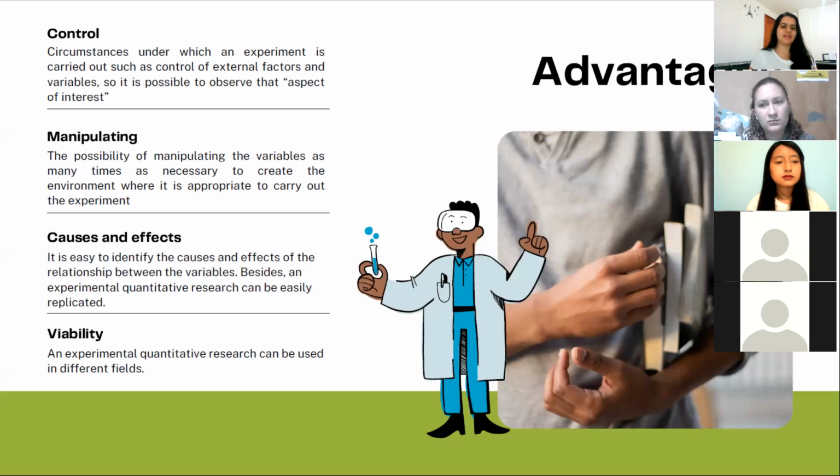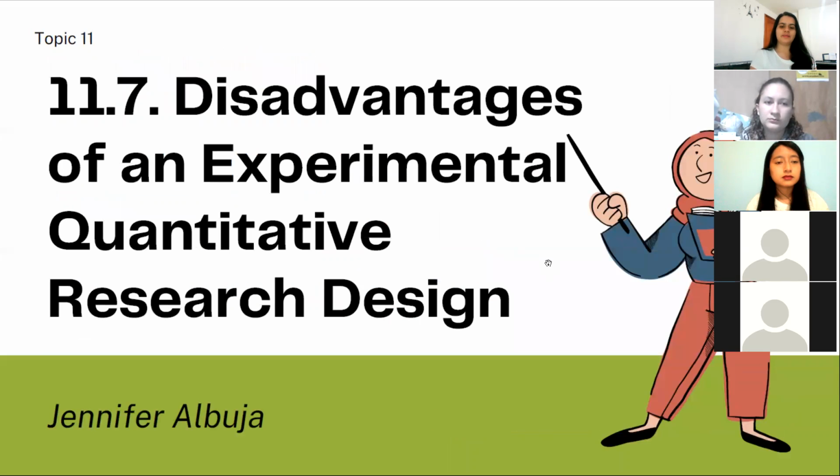Then we have causes and effects. It is easy to identify the causes and effects of the relationship between the variables. Besides, an experimental quantitative research can be easily replicated. Viability. An experimental quantitative research can be used in different fields and be replicated. Then we have the disadvantages of an experimental quantitative research design.